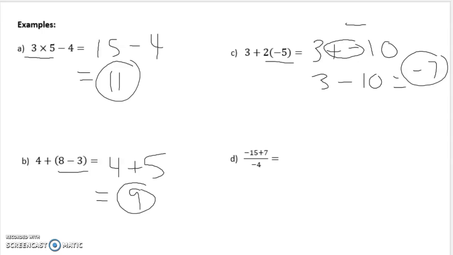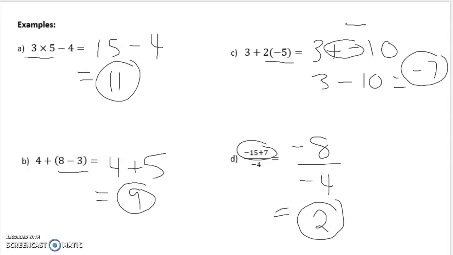Next one, D. We have on the top, negative 15 plus 7, divided by negative 4. We need to work out the top of the fraction first before we can divide it by negative 4. So negative 15 plus 7 will end up with negative 8, and then we still need to divide it by negative 4. Negative divided by negative is a positive, and 8 divided by 4 gives us 2, so the answer is 2.